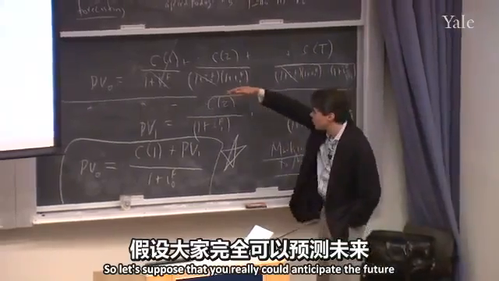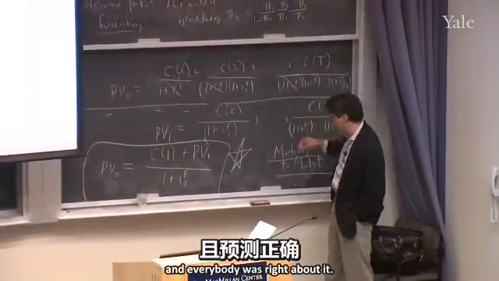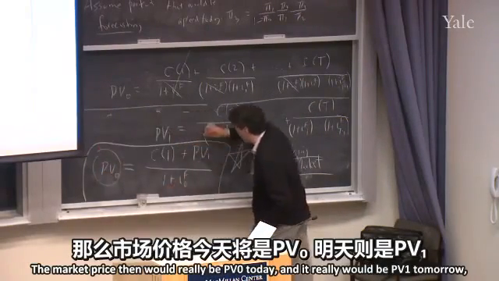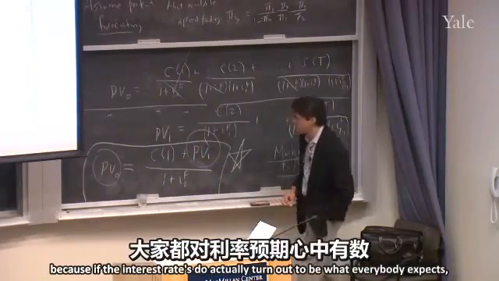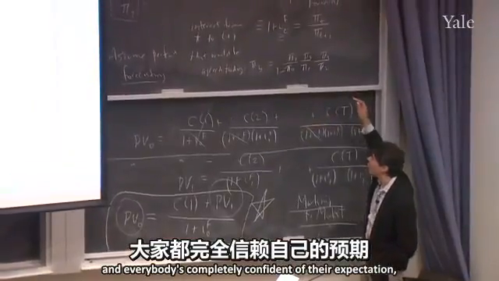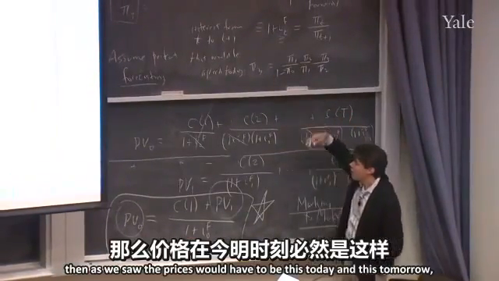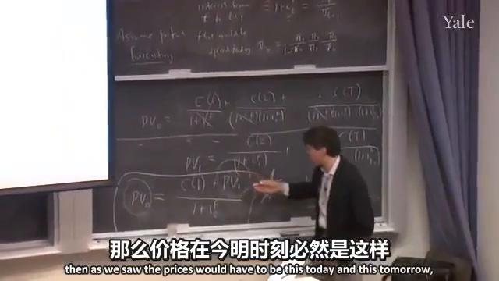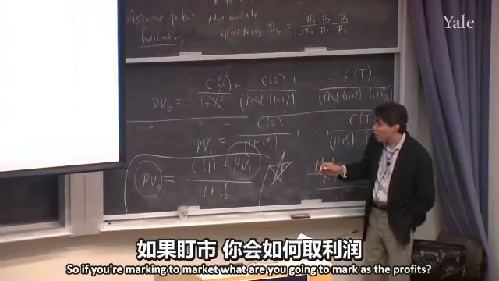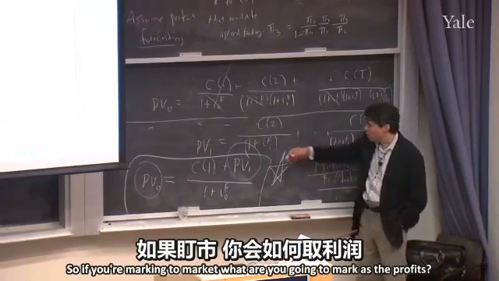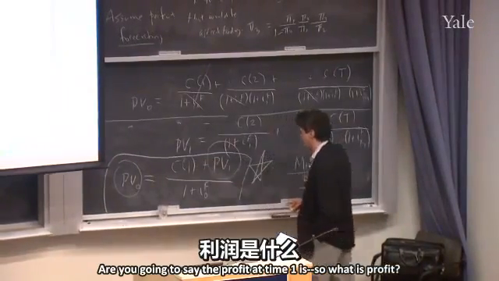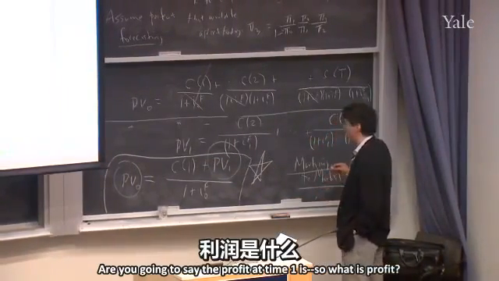So let's suppose that you really could anticipate the future and everybody was right about it. The market price then would really be PV0 today, and it really would be PV1 tomorrow. Because if the interest rates actually turn out to be what everybody expects and everybody's completely confident of their expectation, then as we saw, the prices would have to be this today and this tomorrow. Otherwise, there'd be an arbitrage. You could make money for sure, or think you could make money for sure. So, if you're marking to market, what are you going to mark as the profits? Are you going to say the profit at time 1 is, so what is profit?